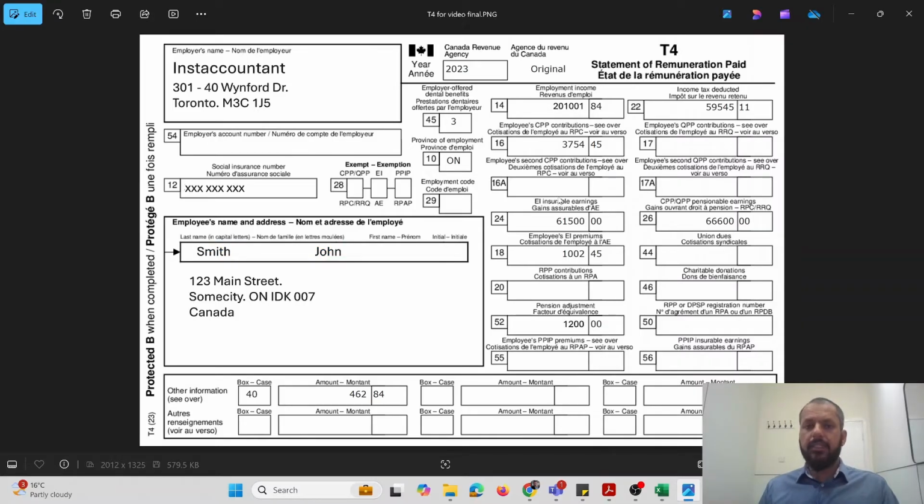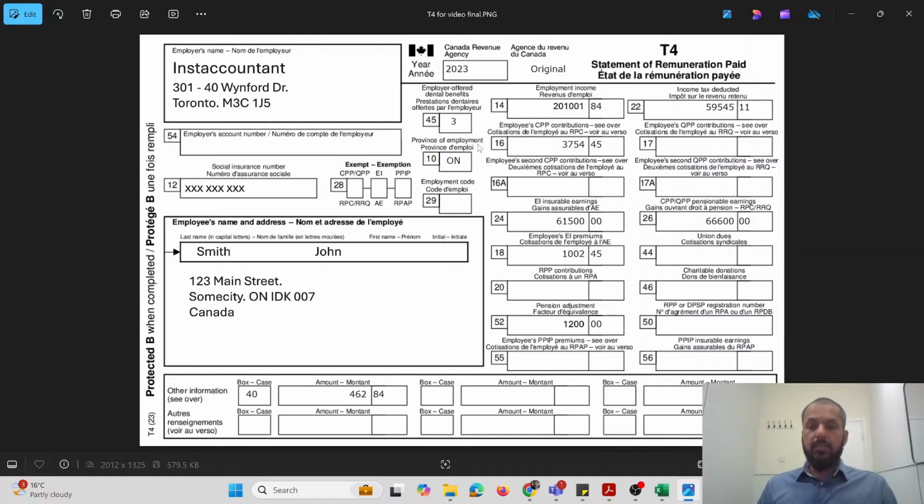Getting on to the number side, box 45 number 3 shows whether your employer is paying for dental benefits or not. So that comes here. Box number 10 is important. It shows the province where the employment is based, in this case Ontario. If it's BC, then you would see BC over here in box number 10.